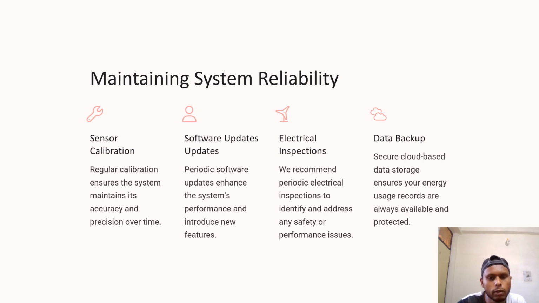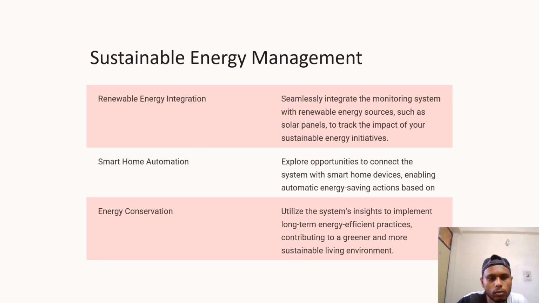There are some points we have to take care of: data backup, electrical inspection, software update, and sensor calibration. From time to time we have to update our software, and we also have to check the electrical appliances, the electrical inspection, to prepare for any safety or performance issues. And we also have to ensure that our energy usage records are always available and protected. So that's it.